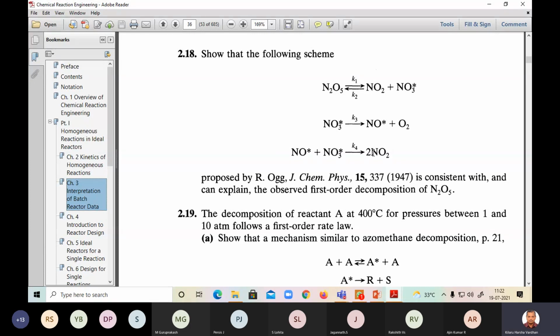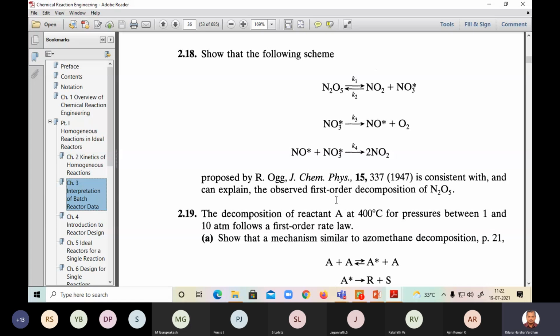So here in this problem, he is giving you the mechanism and asking you to find out the rate. That is what was proposed by this fellow in this journal in 1947, consistent with and can explain the observed first order decomposition of N2O5. So this is the problem. He is giving you here the scheme, that is the mechanism. He is asking you to calculate the order. The order should be first order.